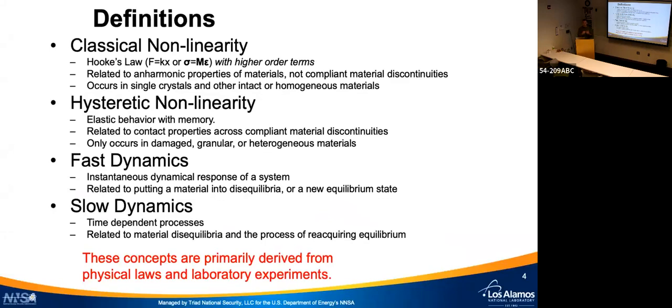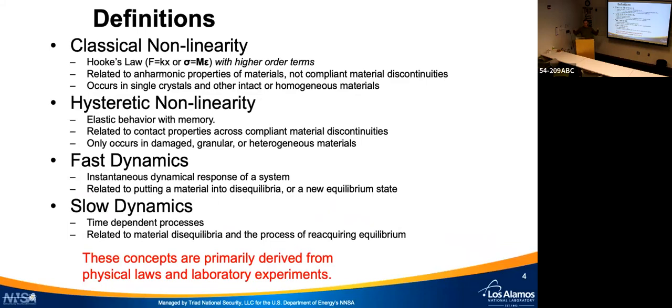So you have internal contacts that have time-dependent properties in terms of their stiffening and softening. So this only occurs in damaged, granular, or other heterogeneous materials. And then we have different kinds of responses of a system. There's fast dynamics, which is the instantaneous dynamical response of a system. And it's related to putting a material into disequilibria or a new equilibrium state.